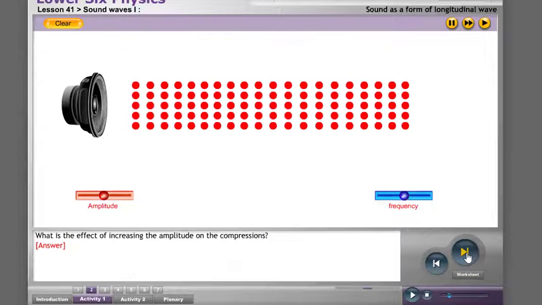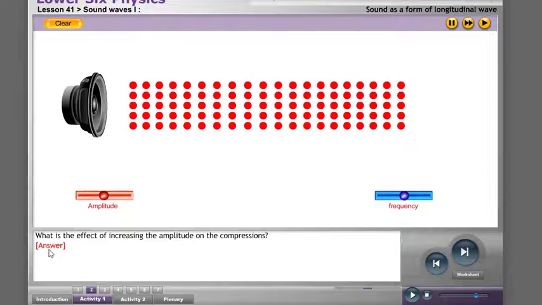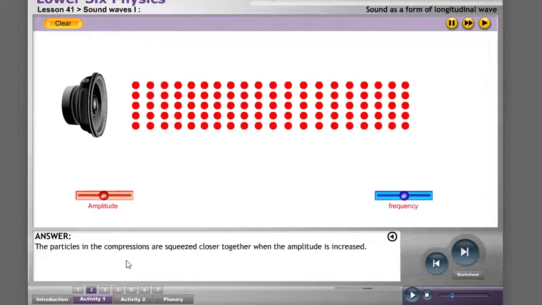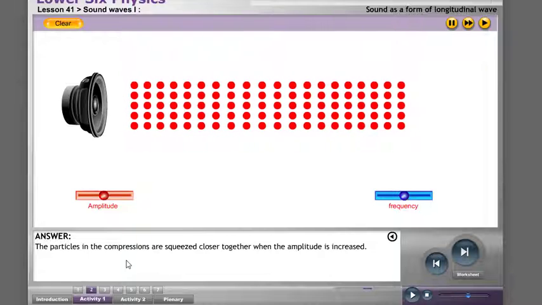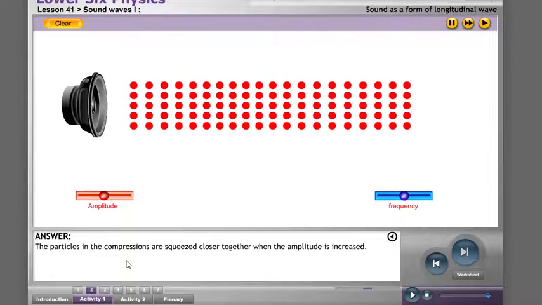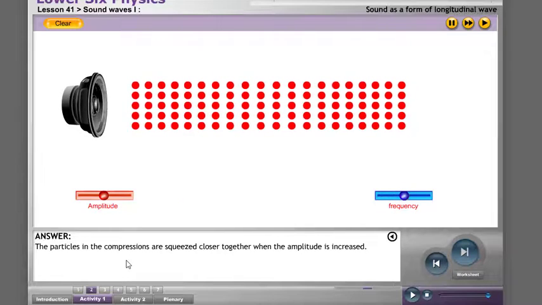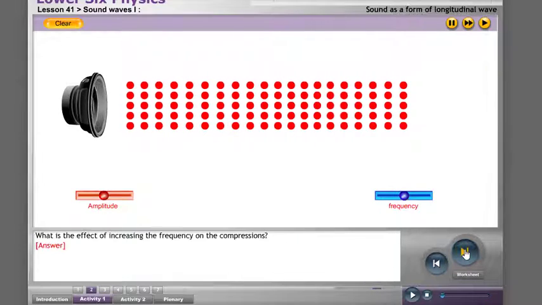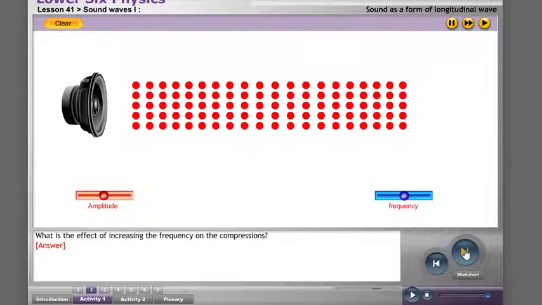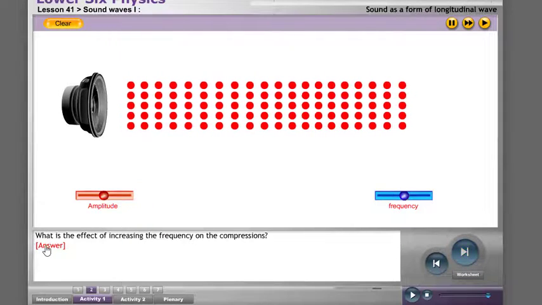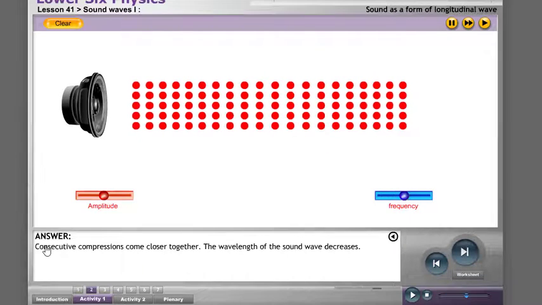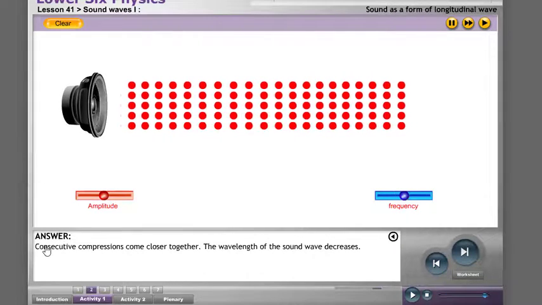What is the effect of increasing the amplitude on the compressions? Answer: the particles in the compressions are squeezed closer together when the amplitude is increased. What is the effect of increasing the frequency on the compressions? Answer: consecutive compressions come closer together. The wavelength of the sound wave decreases.